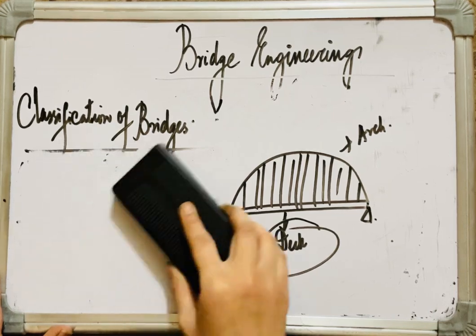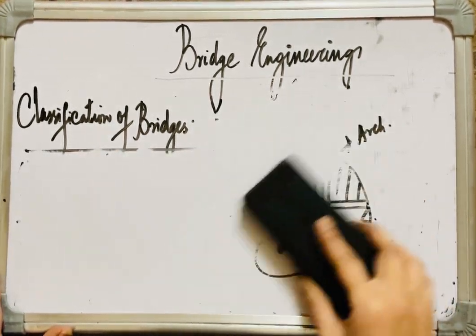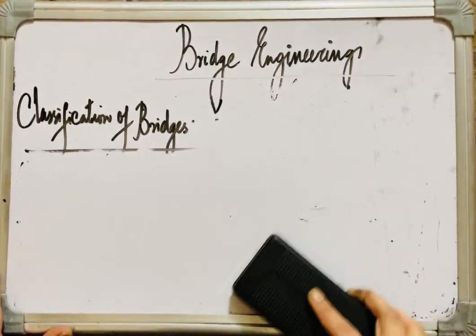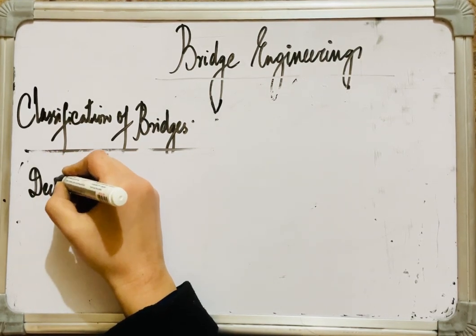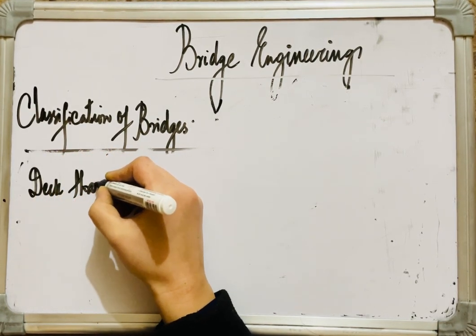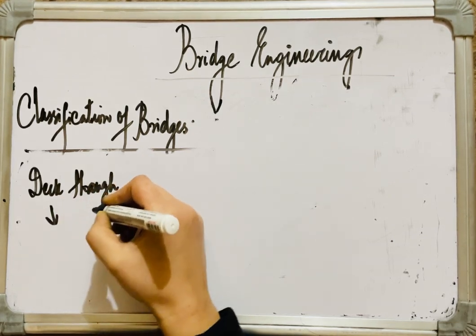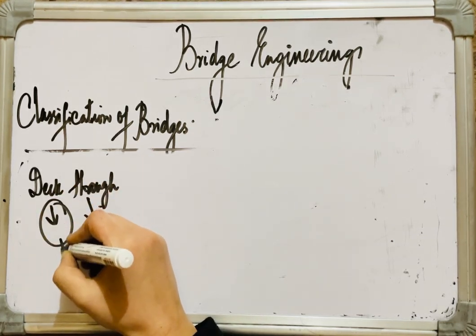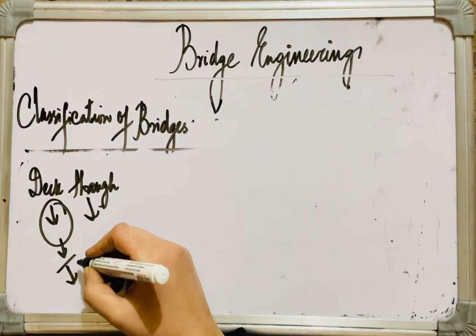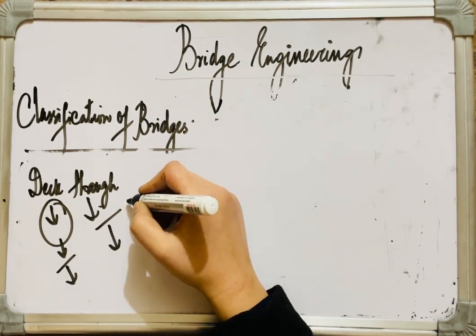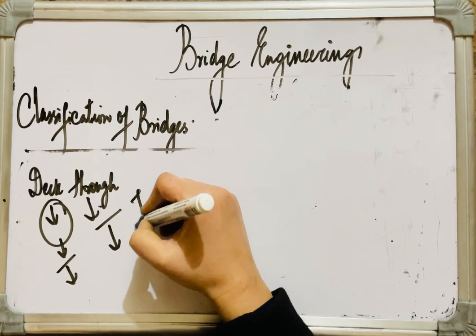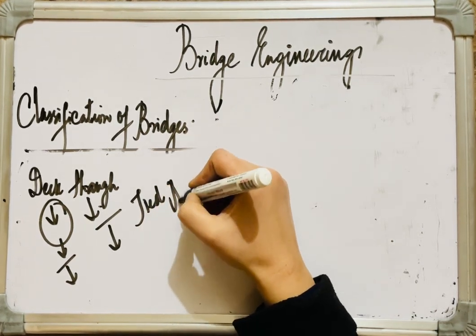Then we have essentially the second classification based on the position of the bridge floor relative to the superstructure. We have essentially divided it into deck and through bridge, wherein the supporting structures lie below the bridge deck, and here the bridge deck lies below the supports. There is only one special such case, that is in case of a tied arch bridge.